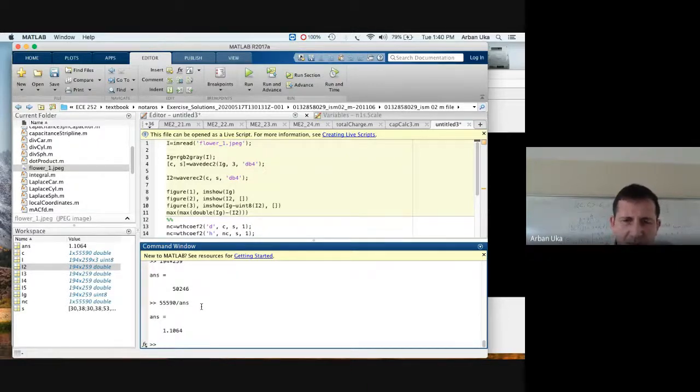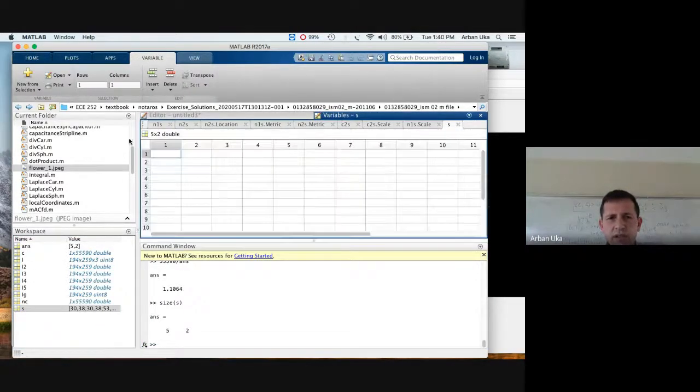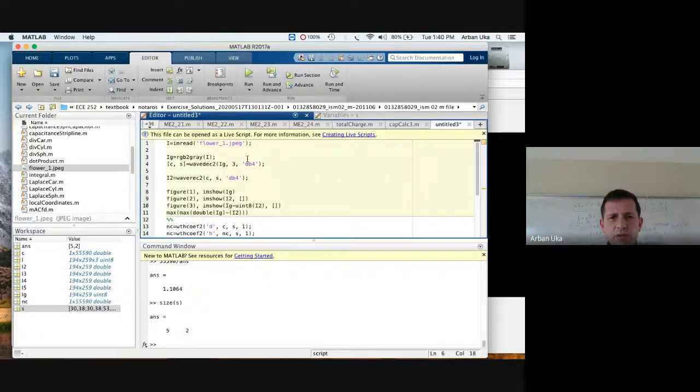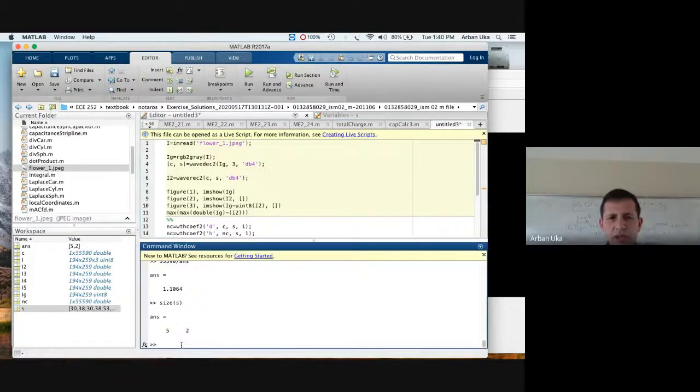So apparently the number of coefficients allocated using this type of wavelet is almost equal to the number of pixels. But this is only the C. The S, let's check what is the size of S. It's 5 by 2. So apparently the S is a little more elegant. So this is what the S looks like. It is the matrix which is received after we decompose everything, which means that most of the coefficients are hidden in the C vector.